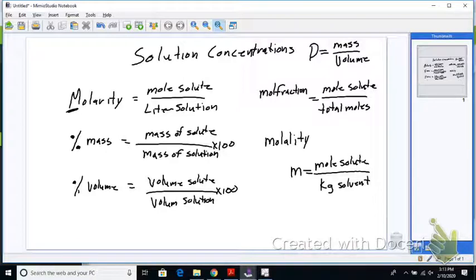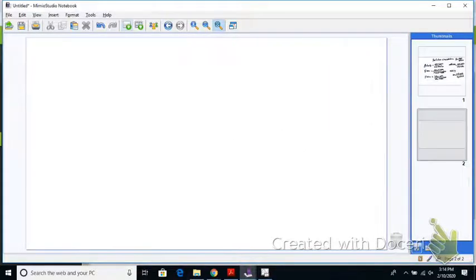Okay, I'm going to take a question out of the book. You do not have to have your book in front of you, but I'm going to give you some information, and we're going to calculate some values based upon those five methods. Basically, we have to convert from one to the other if we've got enough information. So that's what we're going to do.